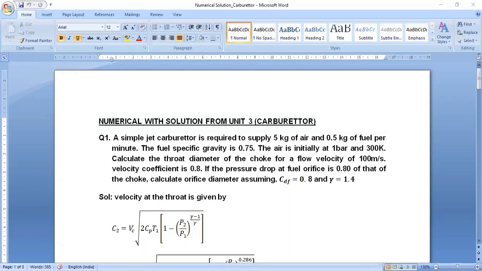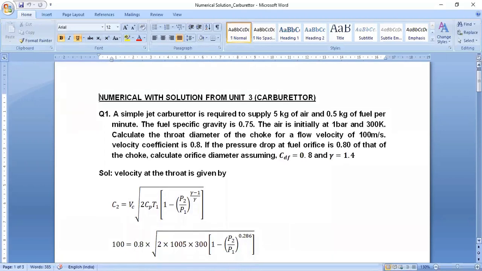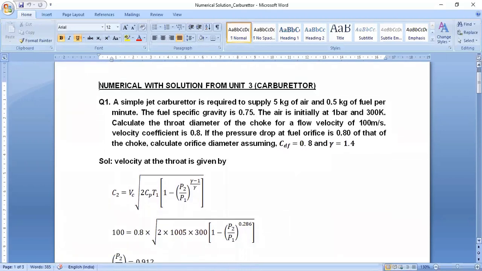and there are two important ways of analysis of carburetor. One is on the basis of considering compressibility effect into account, and second one is neglecting the compressibility effect of air. So we have already discussed the derivations. So here we are going to solve some numericals.